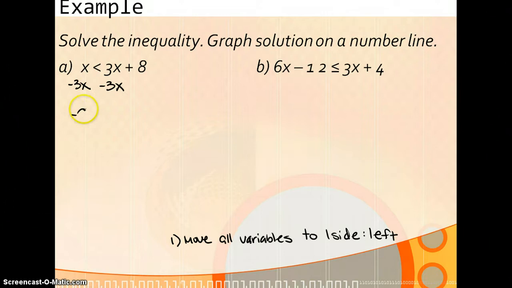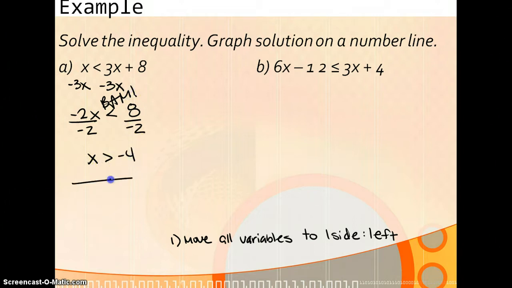X minus 3x is negative 2x is less than 8. Now you can solve like you would any other inequality and divide both sides by negative 2. That's going to give us x. Don't forget, bam, flip that inequality, so greater than negative 4. Graph that on a number line. Open dot, and it's facing to the right. Okay, so that's pretty straightforward.